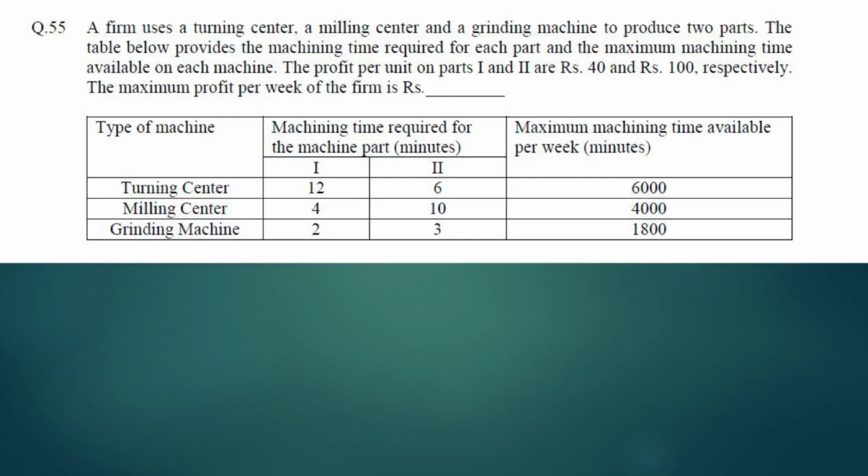Question is, a firm uses a turning center, a milling center and a grinding machine to produce two parts. The table below provides the machining time required for each part and the maximum machining time available on each machine. The profit per unit on part I and part II are Rs 40 and Rs 100 respectively. The maximum profit per week of the firm in Rs, we have to answer. So types of machine given: turning center, milling center and grinding center. Machining time required also given. Maximum time also available, that also given.